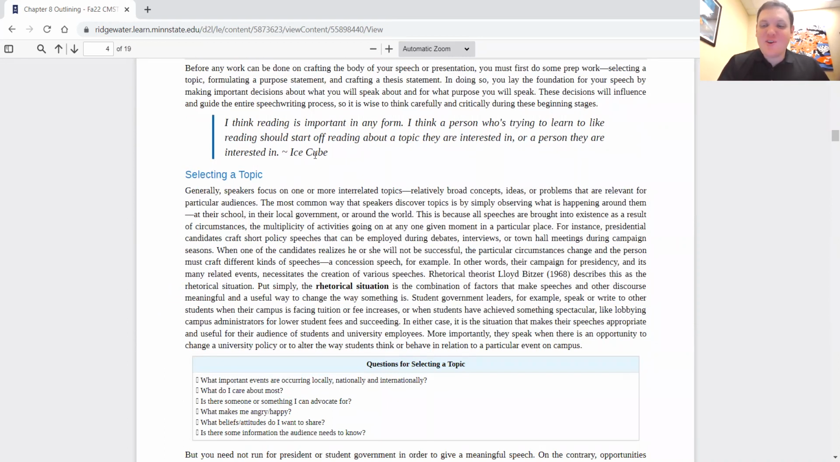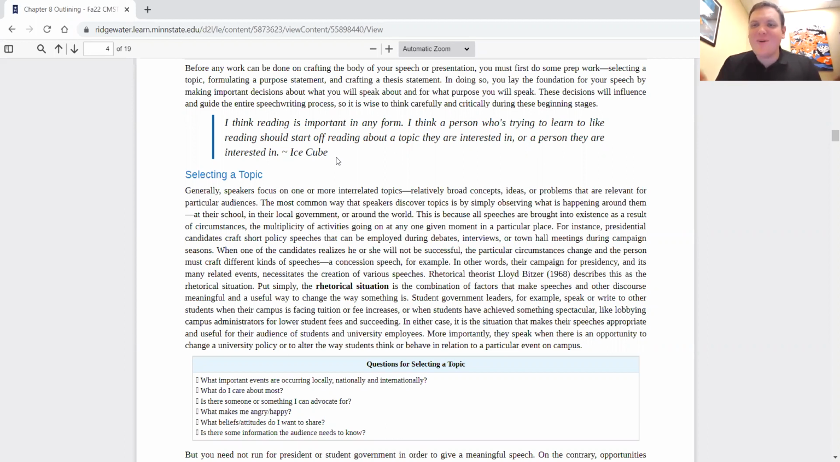So here's a quote from Ice Cube to start off this section. I think reading is important in any form. I think a person who's trying to learn to like reading should start reading about a topic they're interested in or a person they are interested in. So that's Ice Cube who said that. And similar with topic selection, pick something you're interested in, right? If you're making a speech, maybe for the first time, or you've given a few speeches before, you always want to talk about something you're interested in because that can excite the audience, right?